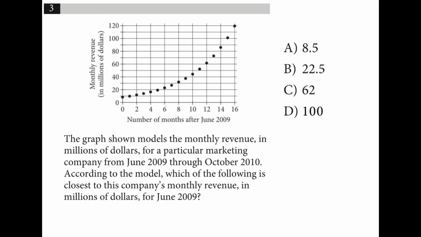According to the model, which of the following is closest to this company's monthly revenue in millions of dollars for June 2009? So that's 0 months after June 2009, because it is June 2009. So we're right around 10, maybe a little bit under 10. I'm going to choose 8.5.